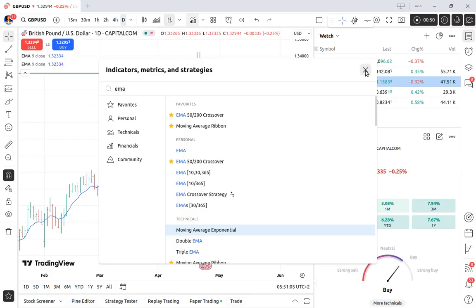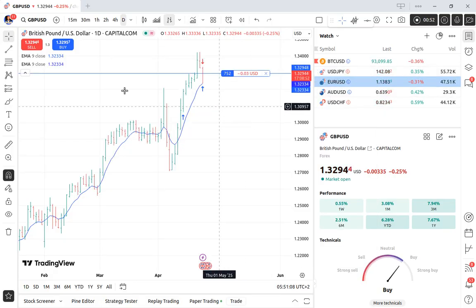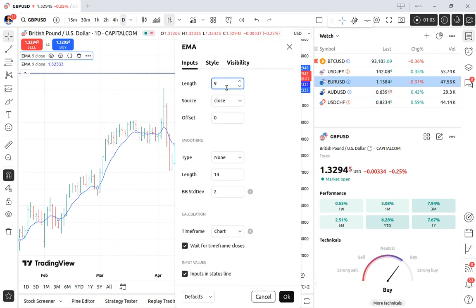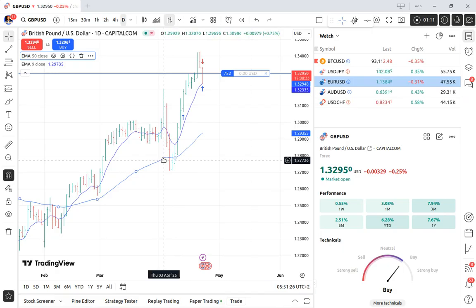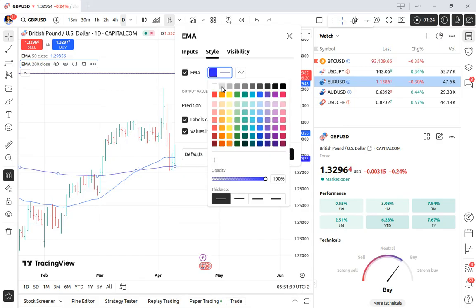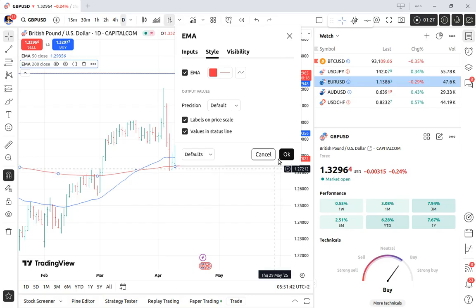Now, the strategy is very easy. So you need two indicators: the 50-day moving average and the 200-day moving average. The price should be above the 50-day moving average. And the second one is the 200-day moving average, which will be represented by a red line in this case.